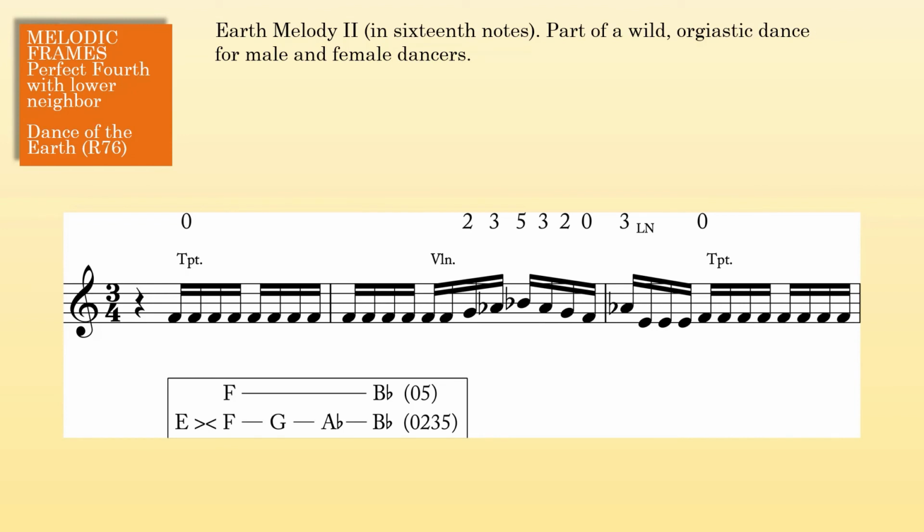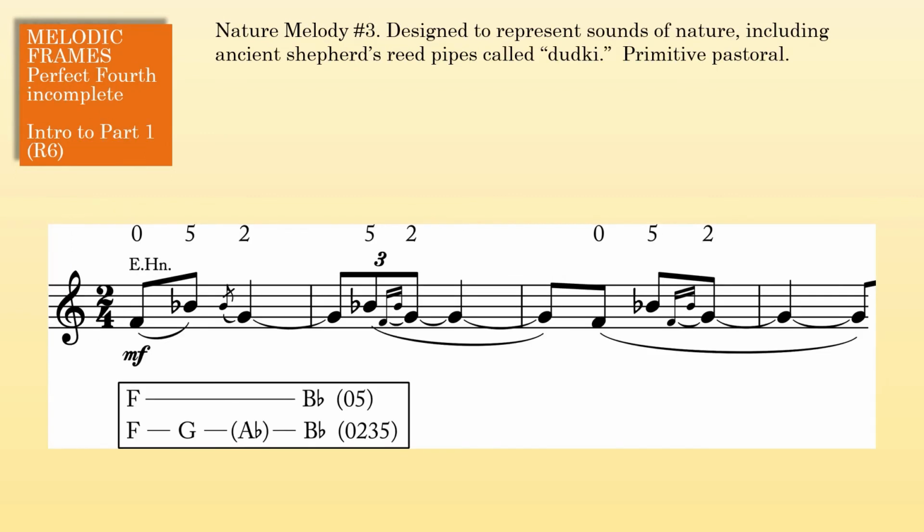This is another version of the Earth melody, now in chattering 16th notes. It is part of a wild orgiastic dance for both male and female dancers, scored for trumpets and violins. The Dorian tetrachord is sometimes presented only in part, with 025 or 035 standing in for the complete 0235.